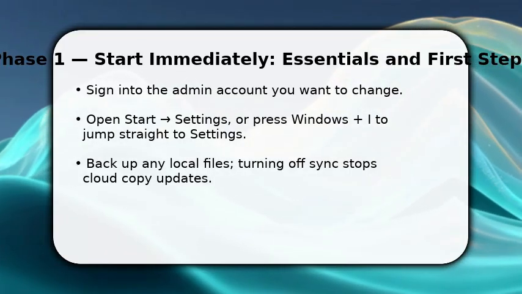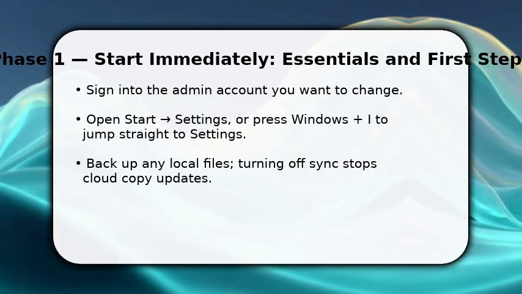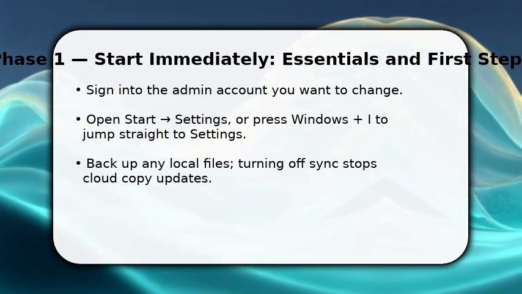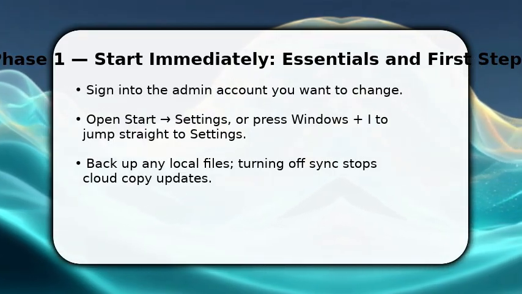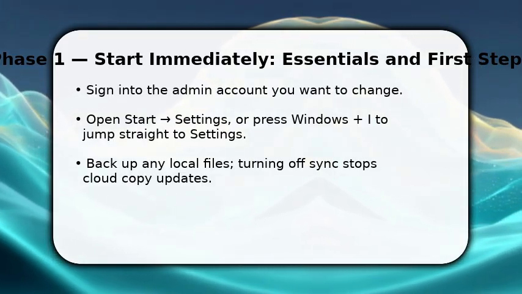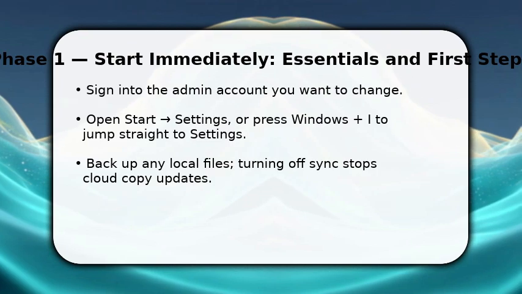Make sure you've backed up any critical local files before disabling sync. Turning it off won't delete files immediately, but it will stop pushing changes to OneDrive or Microsoft Cloud. Now tap Windows Backup or sync your settings to reach the initial control panel. We'll disable sync from there.